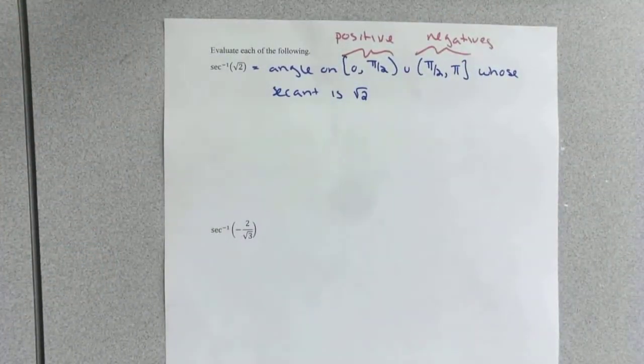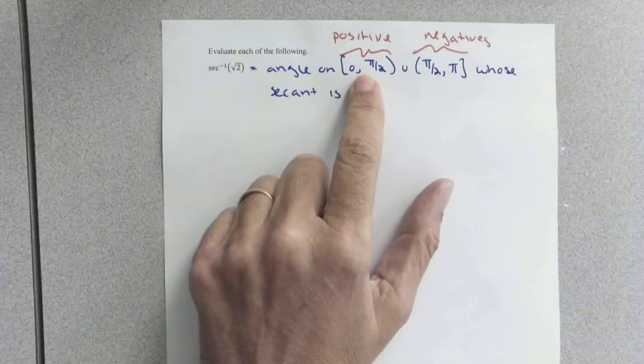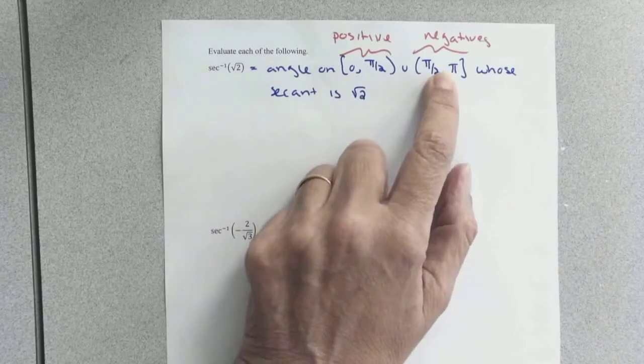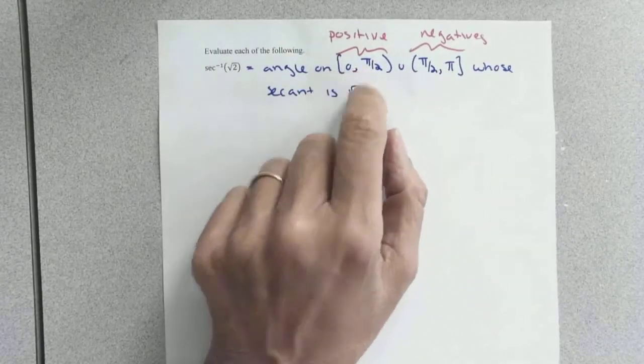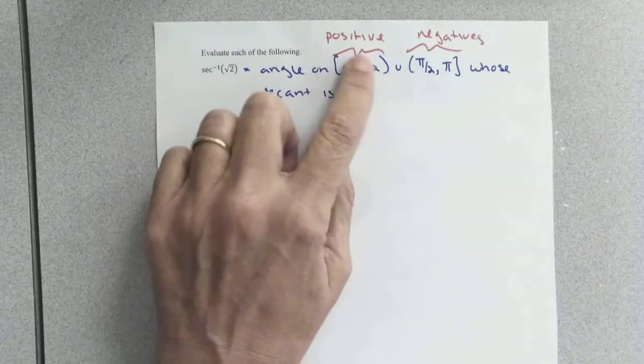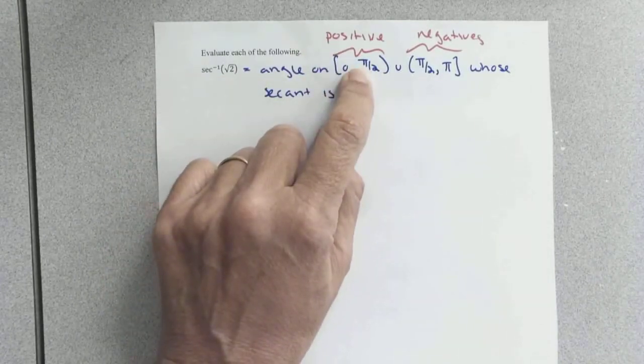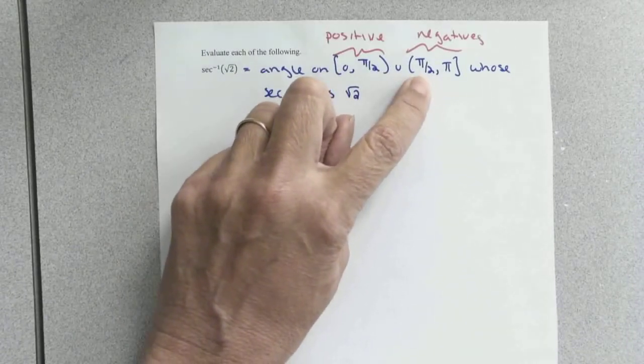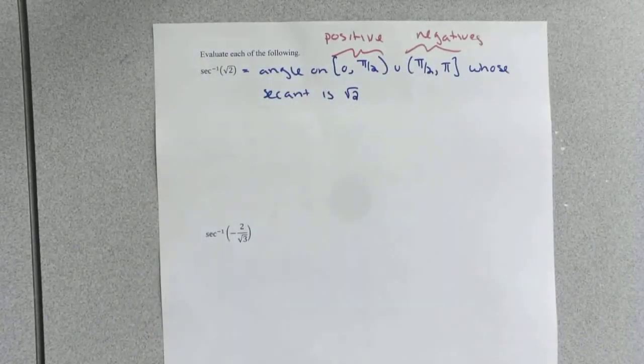Because if we think in terms of cosine, secant is 1 over cosine. On the first quadrant, cosine is positive. On the second quadrant, cosine is negative. So when you have a positive value in there, your answer is going to come from the first interval. If there's a negative value in there, your answer is going to come from the second interval.